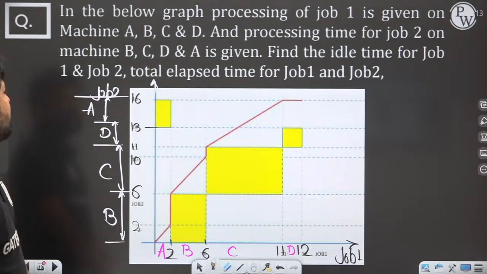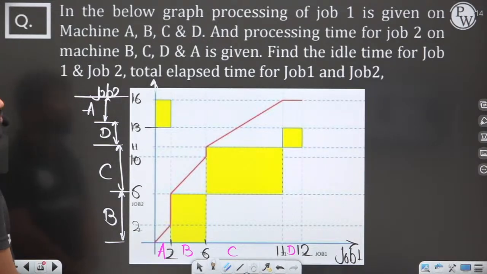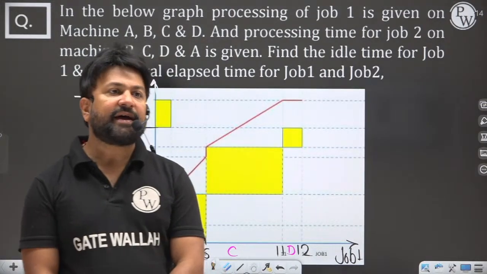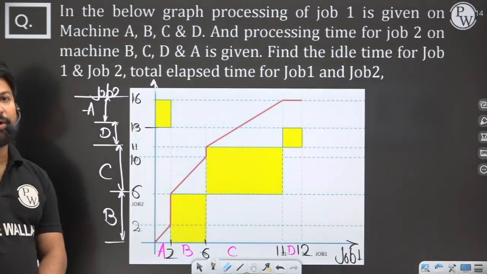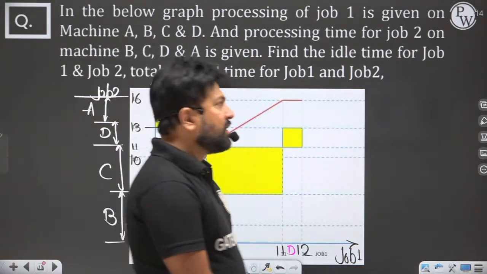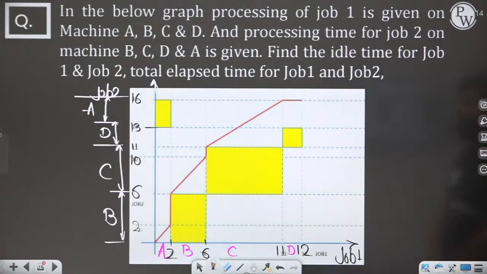Now you have to find out the processing time for job 2 on machines A, B, C, D. Find the ideal time for job 1 and job 2, and the total elapsed time for job 1 and job 2. Find out.